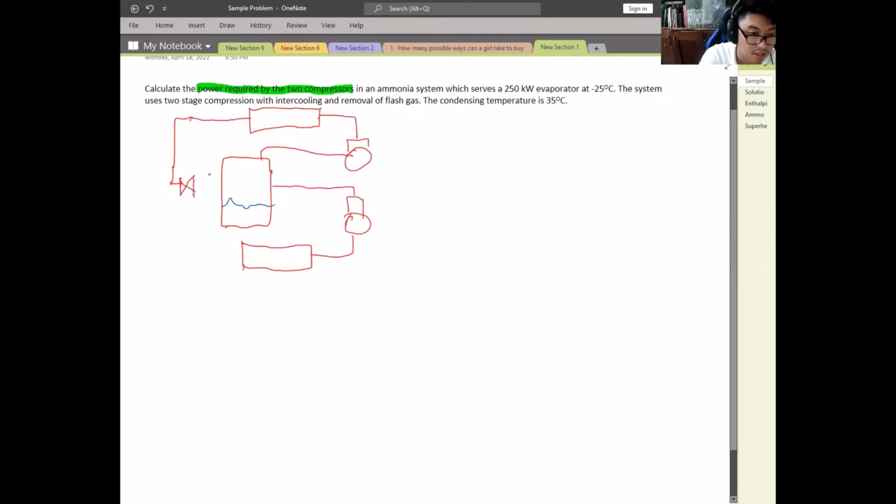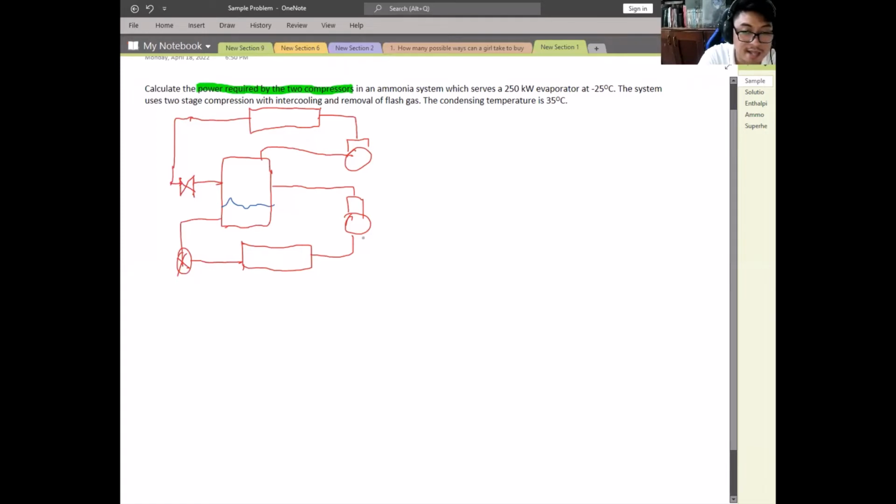And then after the flash tank, there is an expansion valve, so here the refrigerant will cool, and it will transfer to the evaporator.